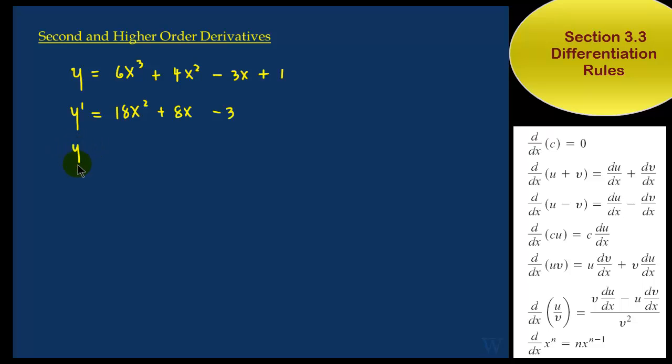To get the second derivative, I just take the derivative of the first derivative. So y double prime is equal to 36x plus 8. And if I continue, I can take the third derivative. It'll be 36. And furthermore, if I take the fourth derivative, it'll be equal to 0. So this just shows that we can find higher order derivatives of a given function if they exist.